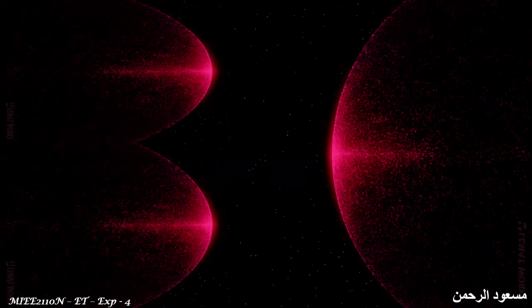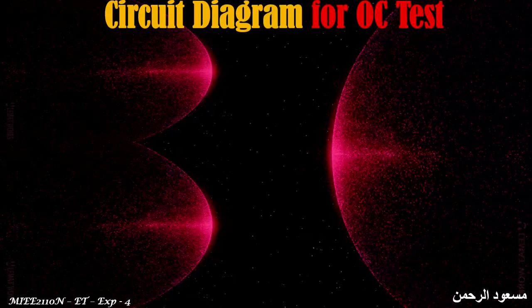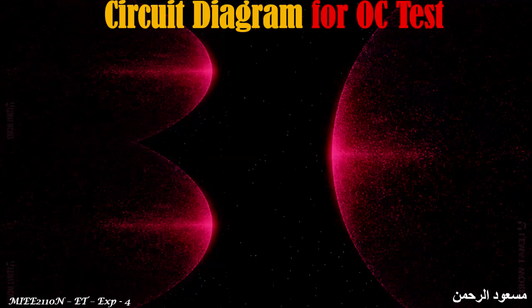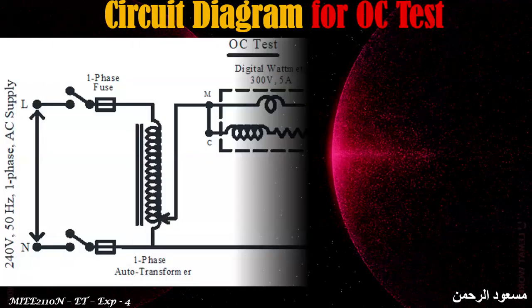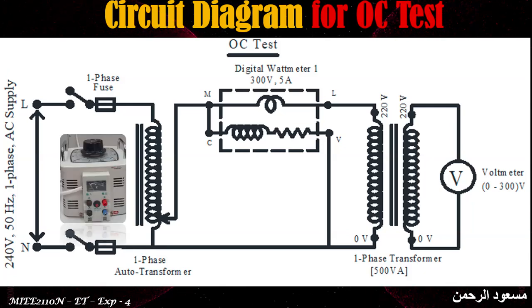So now we are going to do two tests on the transformer. First, the open circuit test. Here is the circuit diagram for the open circuit test. As you know, this is the second exercise you are doing related to the transformer. We have an auto transformer for changing the constant voltage AC supply input into the required variable AC output voltage.